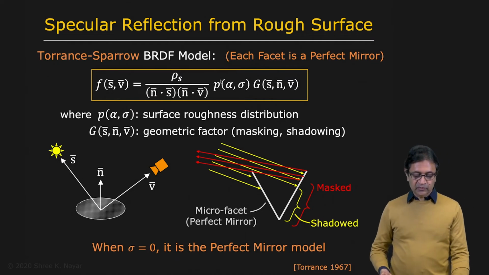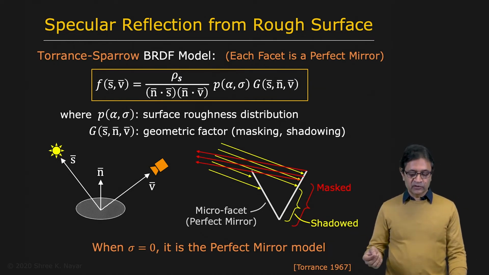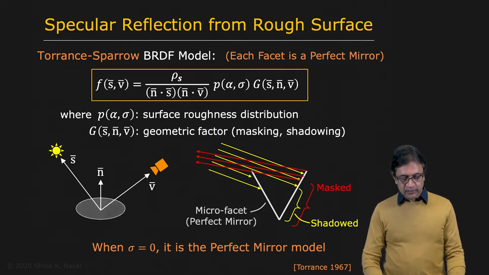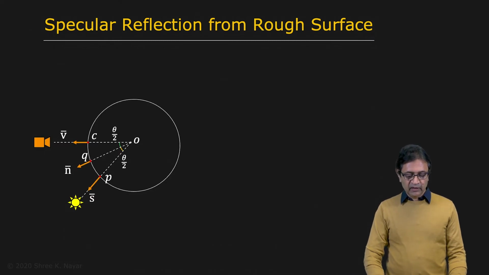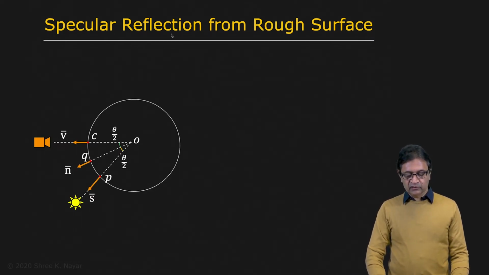And what's nice about this BRDF is that when you set sigma equal to 0, you get the BRDF of a perfect mirror, a specular surface. So let's see how specular reflection from a rough surface works. This is our same setup as before. This is your sphere.